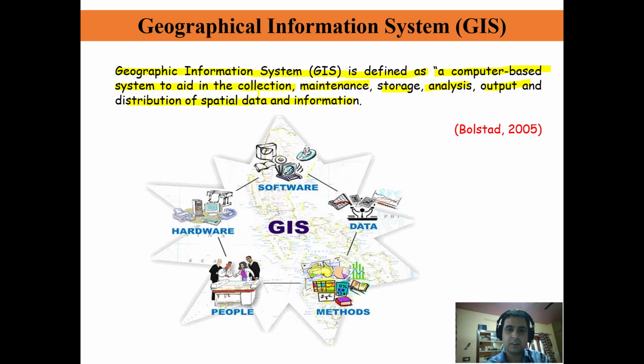It refers to both. We collect the data, then the data is maintained, and it has to be stored and put to analysis to generate an output. And once the output is generated, the output can be distributed, and the generated data that is to be distributed may be spatial data, as well as information.